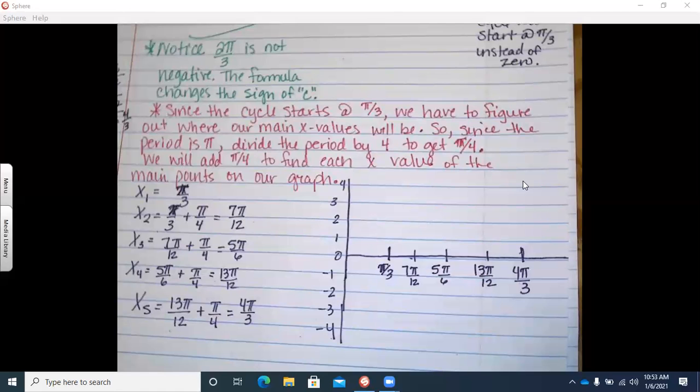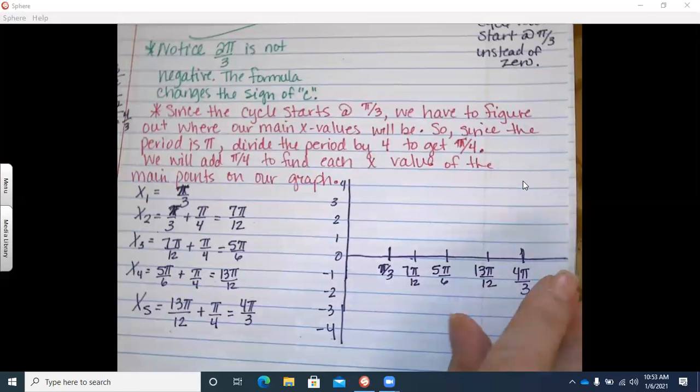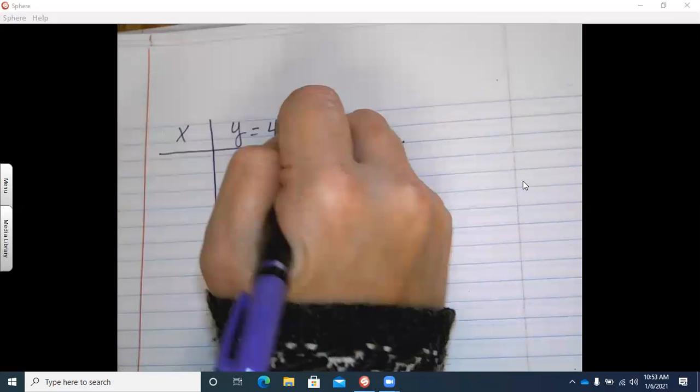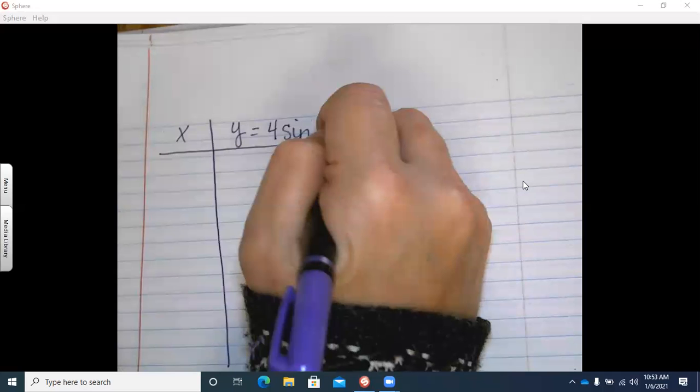I'm going to have to do my math on a separate sheet of paper because I'm out of room. All right, so I'm going to make a t-chart. On my t-chart for my x values, I'm using pi thirds, 7/12 pi, 5/6 pi, 13/12 pi, and 4/3 pi. Okay, y'all with me? And I'm going to give myself plenty of room because I have quite a few steps here. So I'm not going to label all my x's yet, so that way I'm not limiting my room.